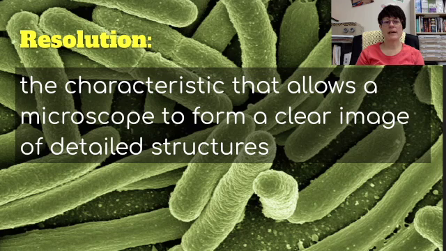Also involved in magnification is resolution. This is the characteristic that allows a microscope to form a clear image of detailed structures. Different microscopes have different resolutions depending upon the types of lenses they have in order to form images. Some have better resolution than others because some have better optics, better lenses.